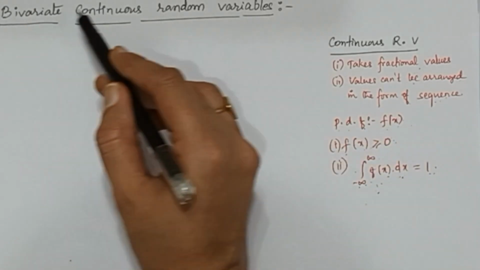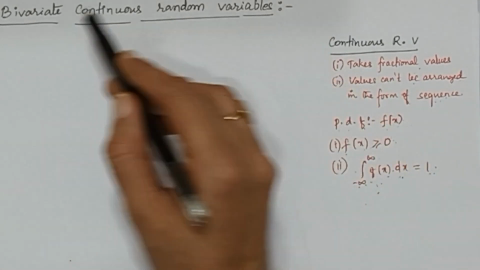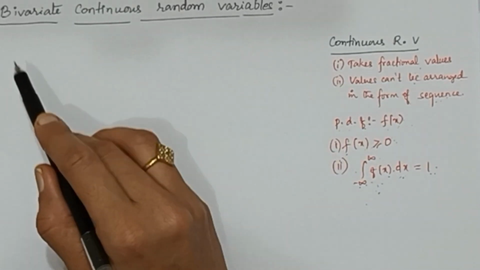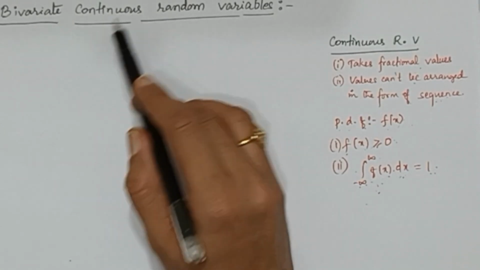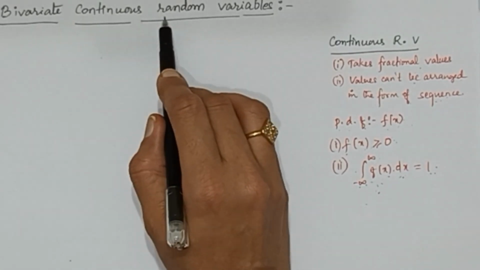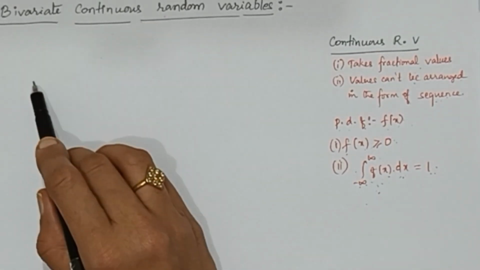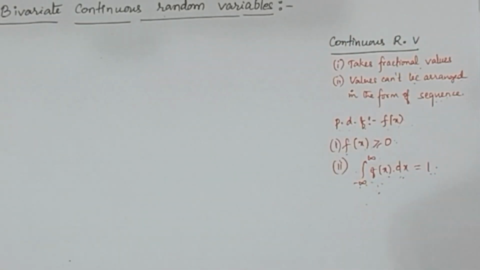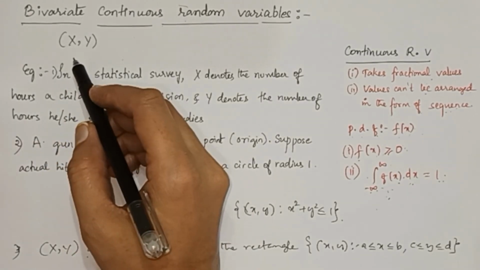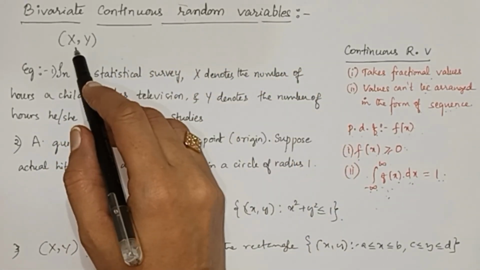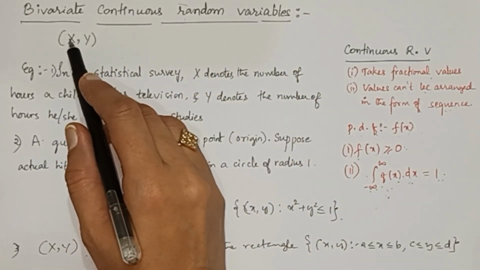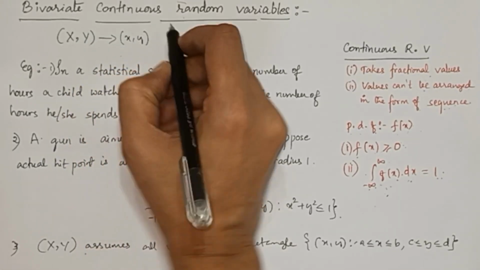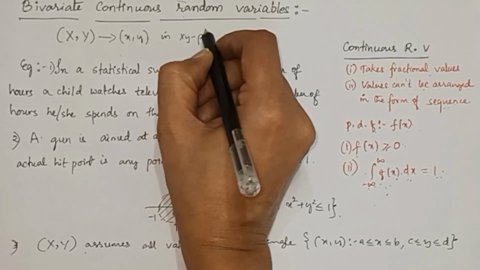Now, a bivariate continuous random variable means it is two-dimensional. Here, two continuous random variables are associated with the same random experiment. Then such variables are called bivariate continuous random variables. A bivariate continuous random variable is denoted using this ordered pair x, y. Now, this represents a point x, y in the xy plane.